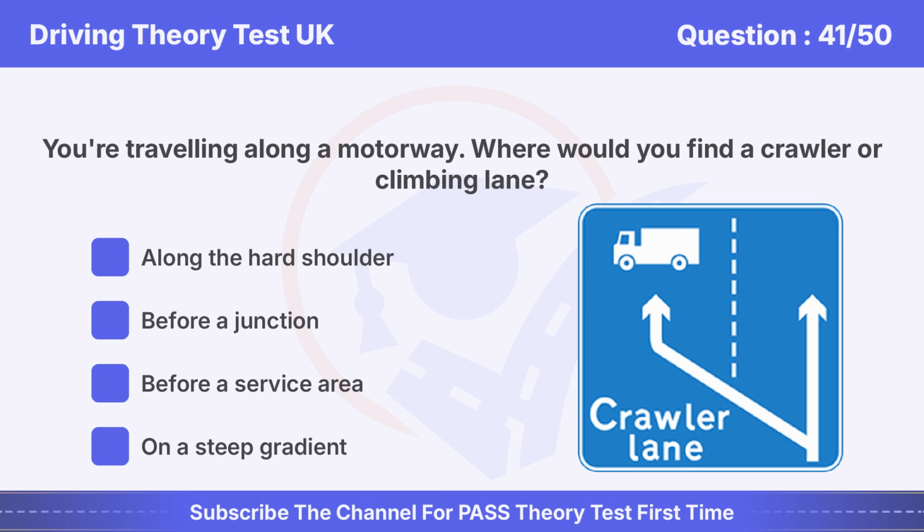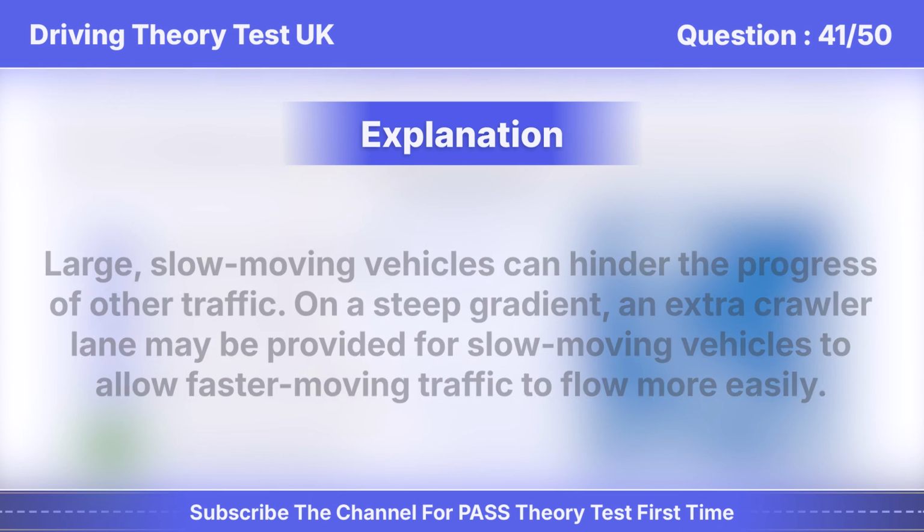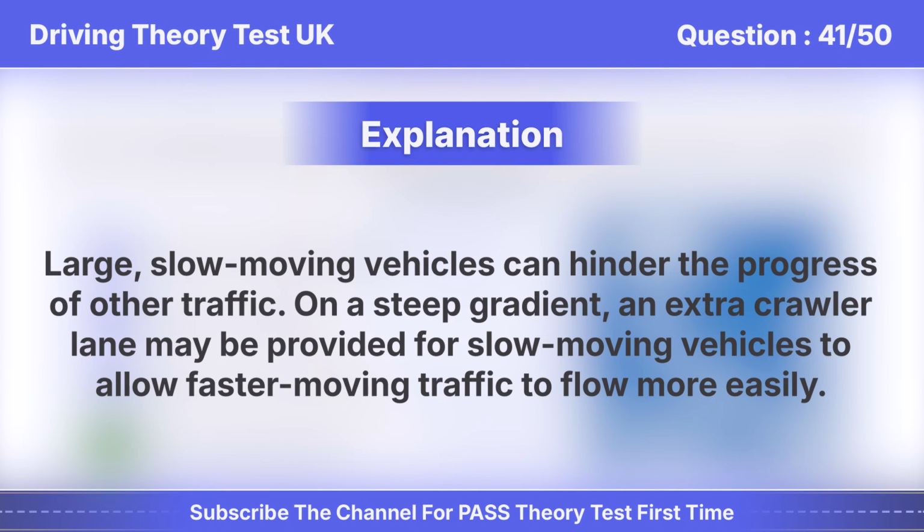Question 41. You're traveling along a motorway. Where would you find a crawler or climbing lane? Answer is D. On a steep gradient. Large, slow-moving vehicles can hinder the progress of other traffic. On a steep gradient, an extra crawler lane may be provided for slow-moving vehicles to allow faster-moving traffic to flow more easily.